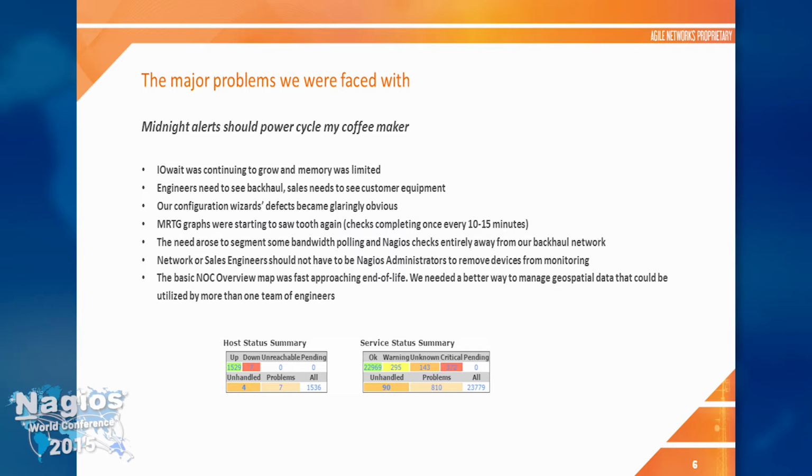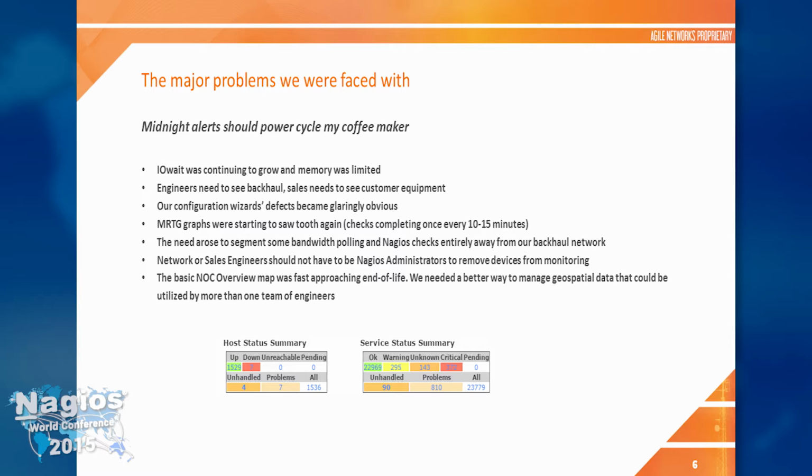And the need arose to segment bandwidth polling and Nagios checks entirely away from the backhaul network. We needed to move some checks into different logical network segments on the network. Network and sales engineers should not have to be Nagios administrators to remove devices from monitoring. And the basic NOC overview map was fast approaching end of life. We needed a better way to manage our geospatial data, and it could be utilized by more than one team of engineers.